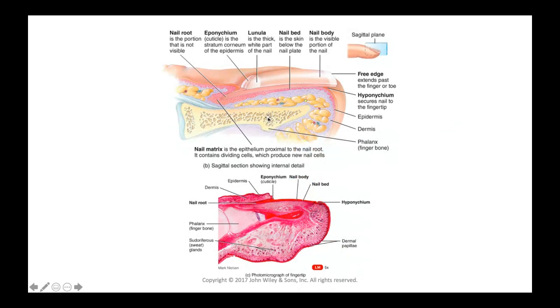So here is the distal phalange, right? We're cutting the finger. We're looking at it from a lateral view. So here's the free edge. Here's the nail body, right? Then you have the lunula. Here's the cuticle or the eponychium. And then here is the nail root. And then posterior and adjacent to the nail root is the nail matrix, right? This is the portion that has the dividing cells that's going to push the nail forward.